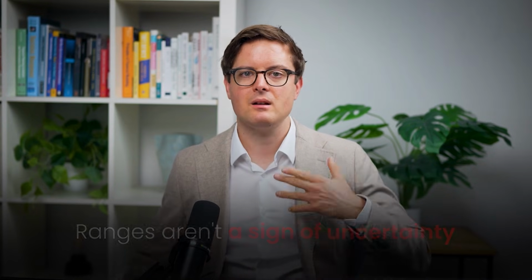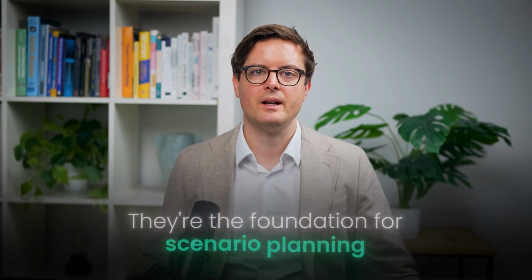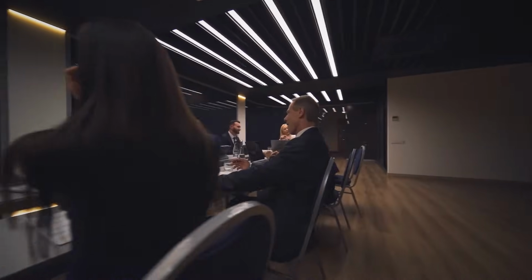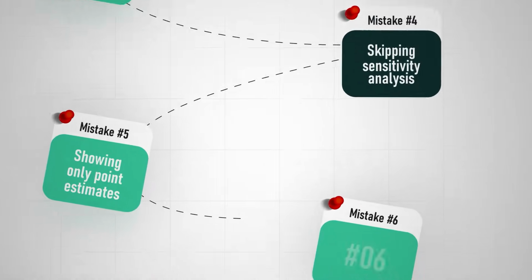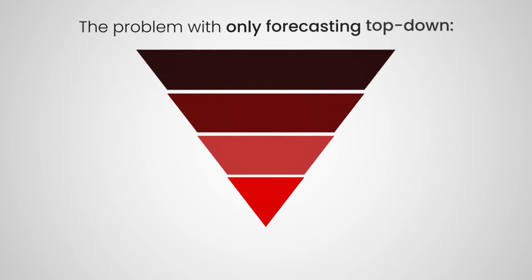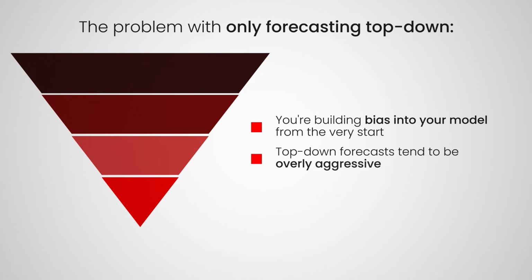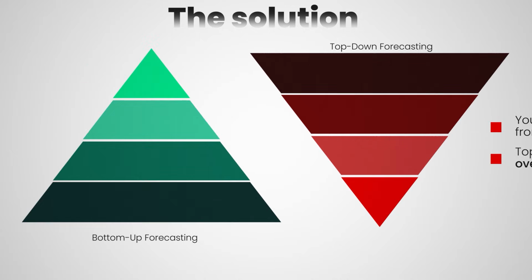The bottom line is, ranges aren't a sign of uncertainty. They're the foundation for scenario planning. They show you've thought through the risks and opportunities, and they give leaders the information they need to make better decisions. Mistake number 6, only forecasting top-down. Here's the problem with only forecasting top-down. You're building bias into your model from the very start. Top-down forecasts tend to be overly aggressive because you're starting with an end result in mind and working backward. So what's the solution? Combine it with the true bottom-up forecast.